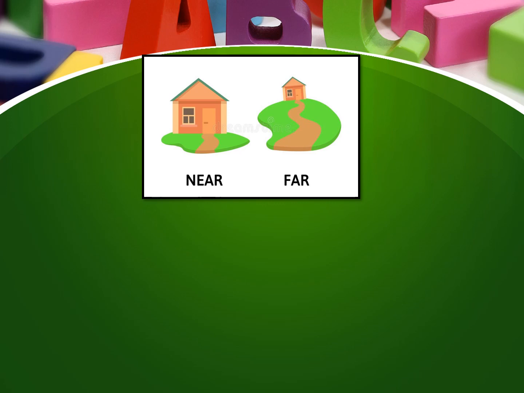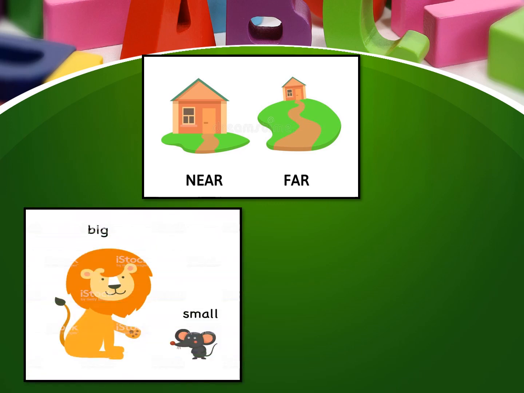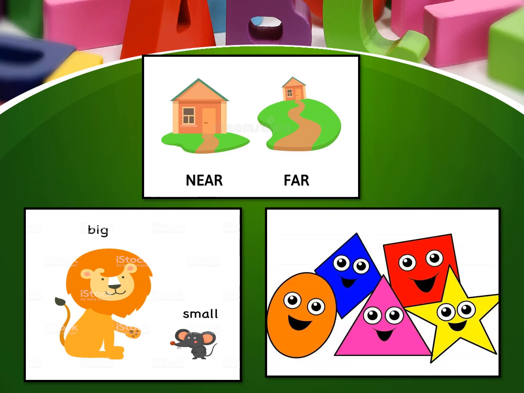We can see how near things are or how far something is. We can see the big things and the small things. We can also see the colors and the shapes.